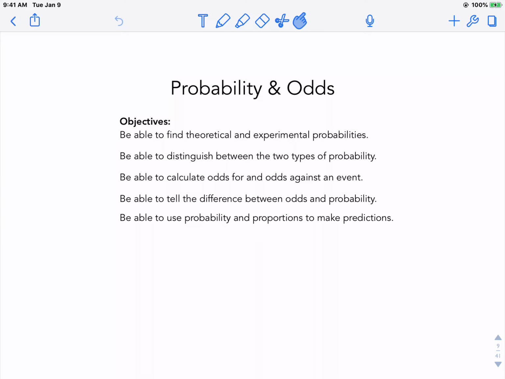to be able to talk about the 2 different types of probabilities. One's called theoretical and one's called experimental. We'll work on that in this video. To be able to distinguish between those 2 types of probability and be able to calculate those 2 types.